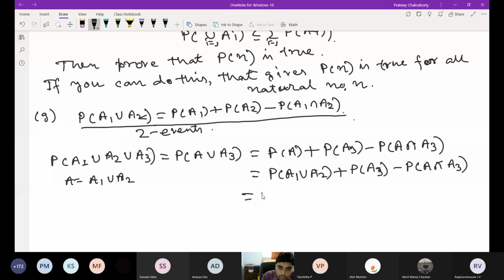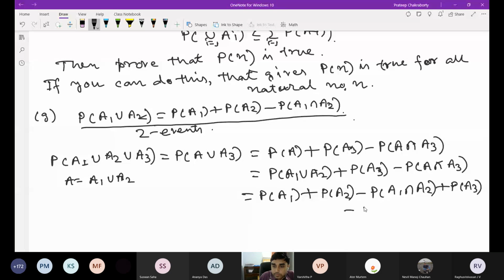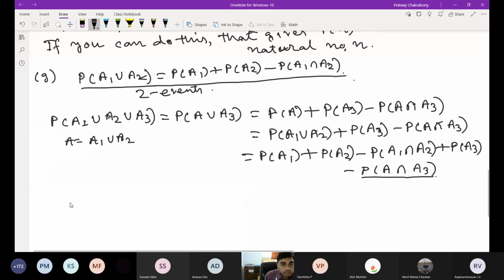And what is P(A1 union A2)? This is equal to P(A1) plus P(A2) minus P(A1 intersection A2), plus P(A3) minus P(A intersection A3). Okay, so the only thing we have to compute is P(A intersection A3). Now let's see what we can do with this.